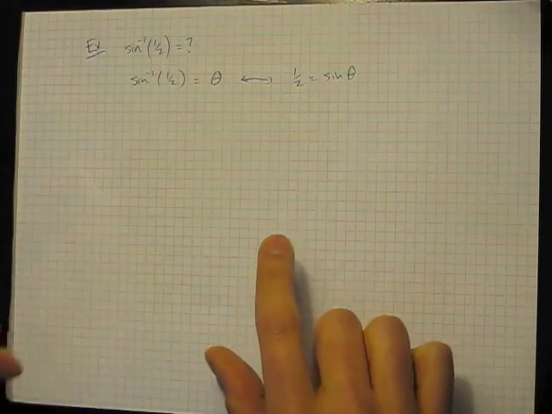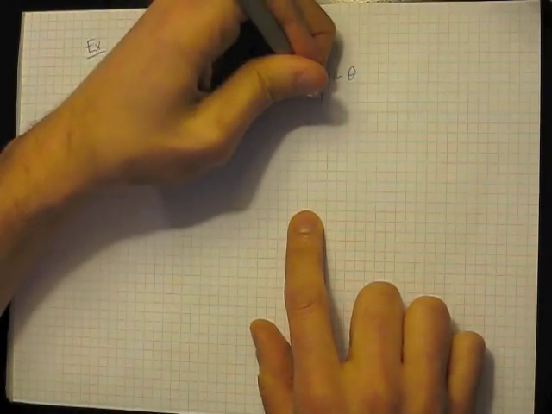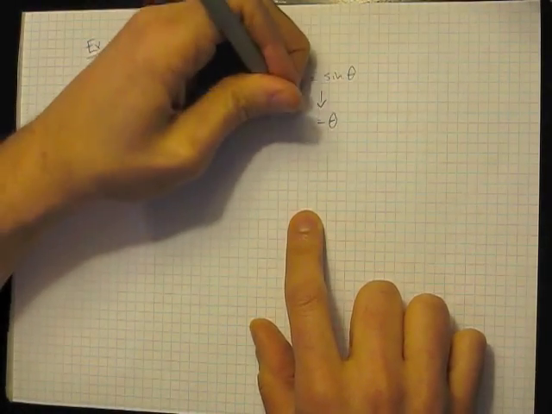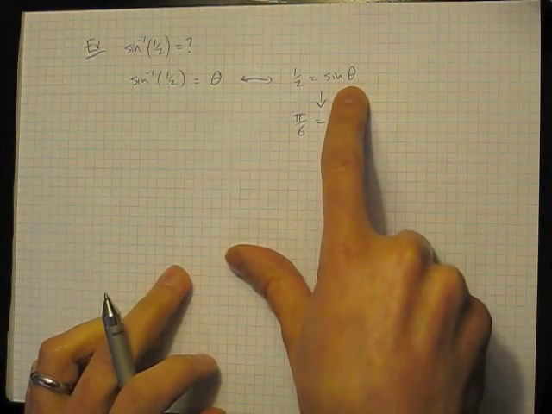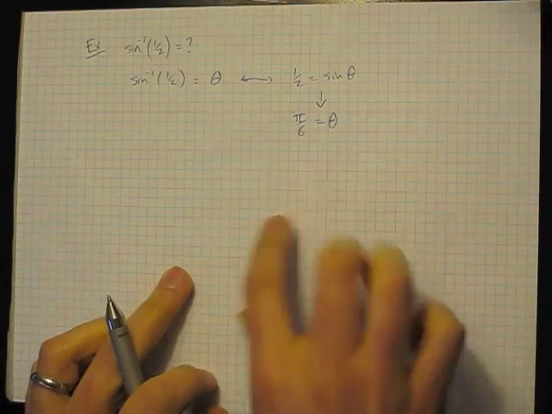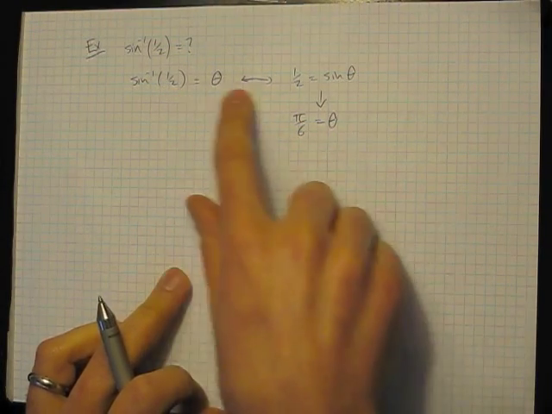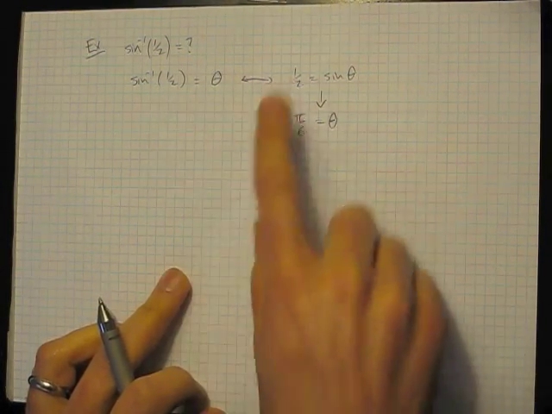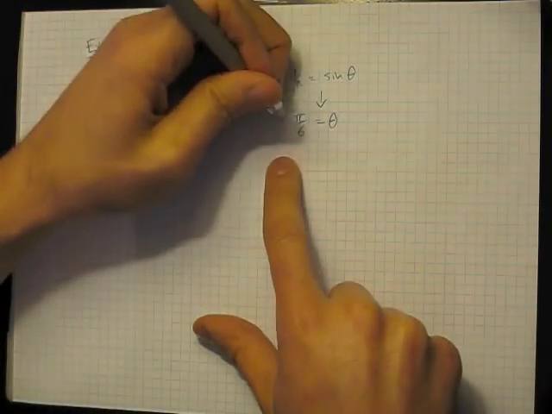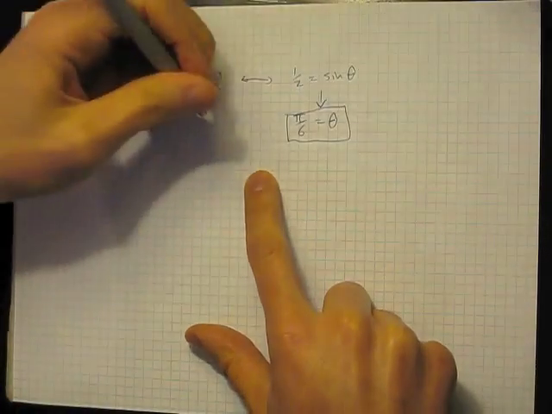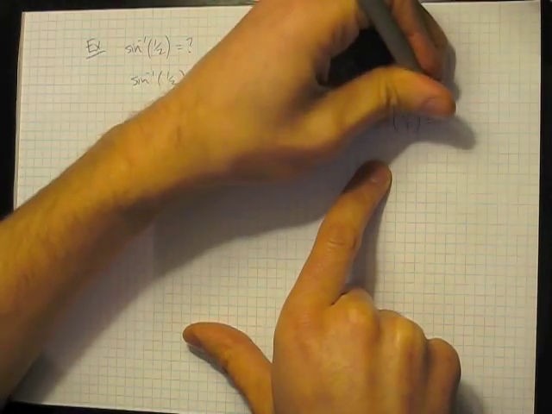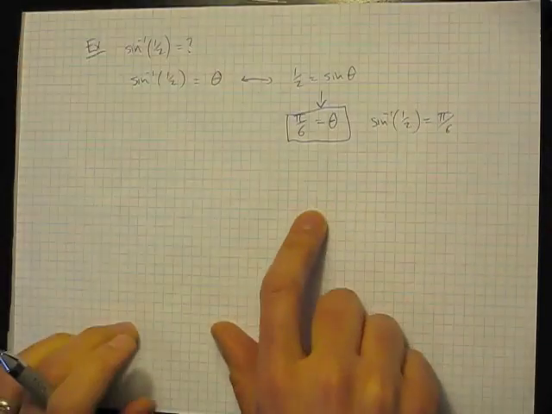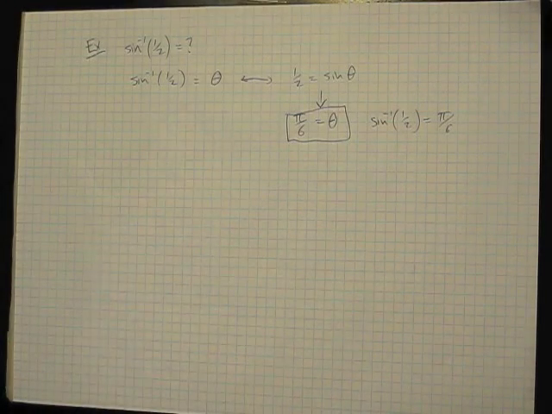Maybe you don't know this right off the top of your head, but the angle whose sine is a half is pi over 6. I don't expect you to know necessarily that sine of pi over 6 is a half. We'll give you tables and that sort of thing. What's more important is that you understand this process right here. Okay, so this is the answer. So sine inverse of a half is equal to pi over 6. Okay, very good.